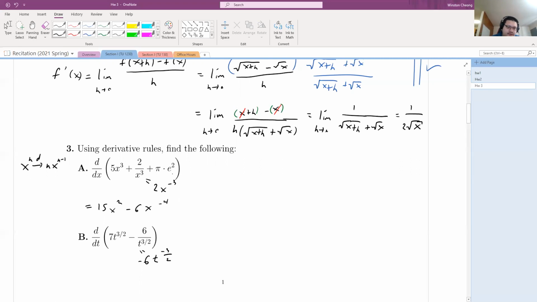Okay. This last term, maybe it's meant to trick you. Notice that this is just a constant, right? This is just some number. And the derivative of a constant is just going to be 0. So that term disappears when you take the derivative. Okay.